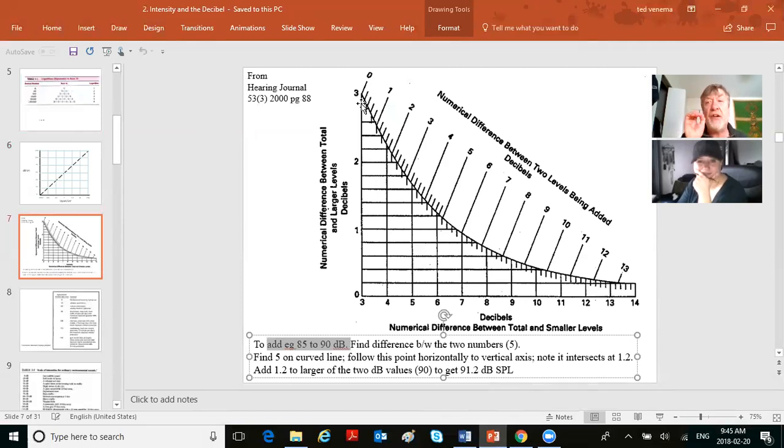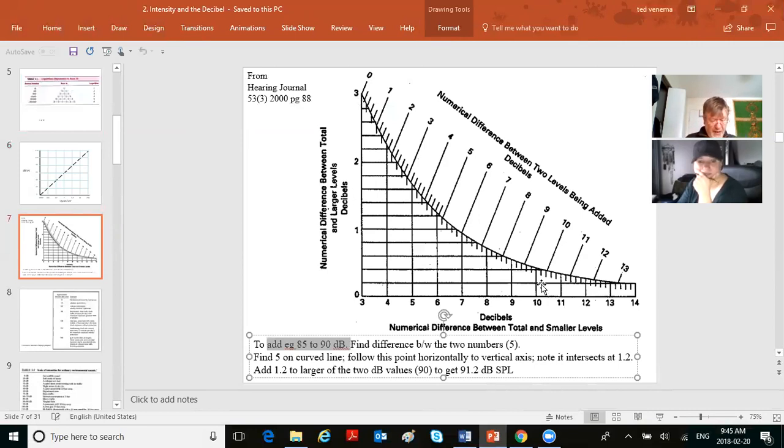And if it's any way different, doubling the sound pressure does not go up by 6. On the contrary, it goes up by 3. And that's the most common thing to remember. And that's how we're looking at this picture here.